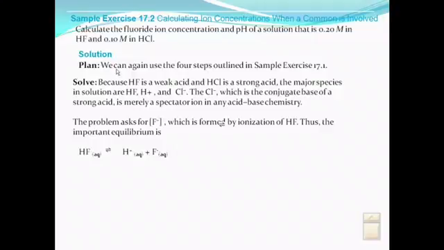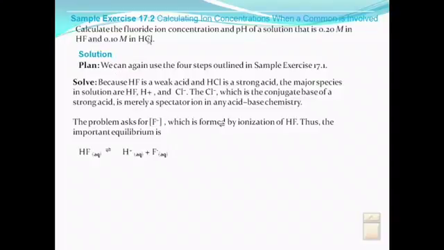So it says because HF is a weak acid and HCl is a strong acid, the major species are HF, H+, and Cl-. The chlorine ion, which is a conjugate base of a really strong acid, is just a spectator ion, so you should ignore the chlorine. Okay? So it sounds like the HF is kind of our main problem here.